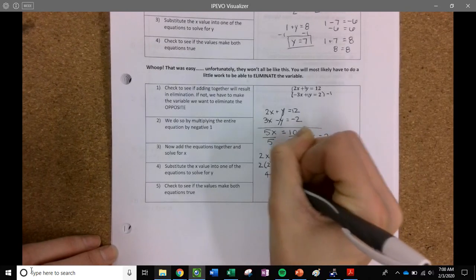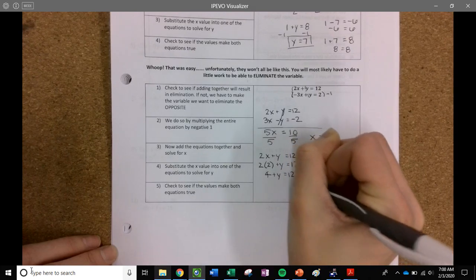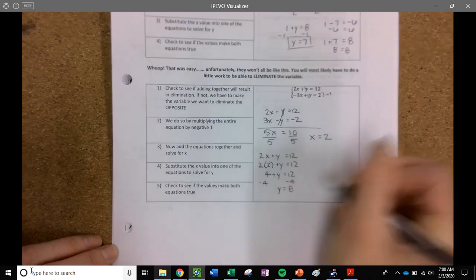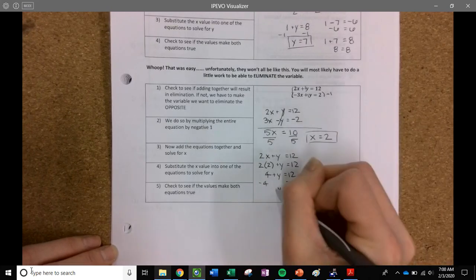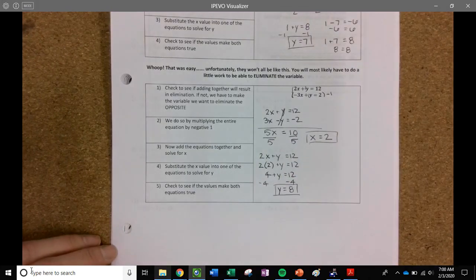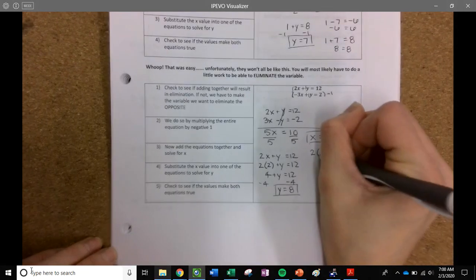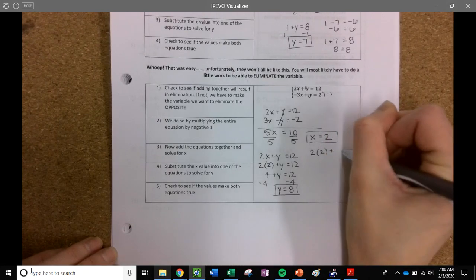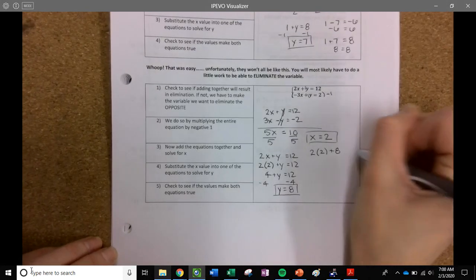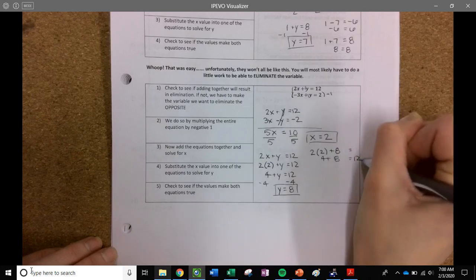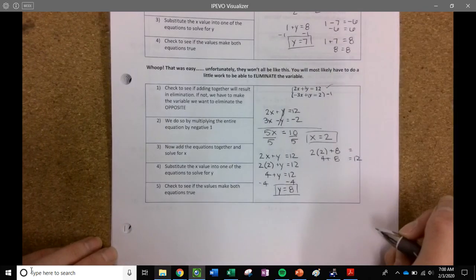That gives me 4 plus y equals 12 minus 4 minus 4. Y equals 8. Okay, so we've got 2 and we've got 8. Let's plug them back in to see if they work. First equation, 2 times x plus y. Does that equal 12? 4 plus 8. Yes, it does.